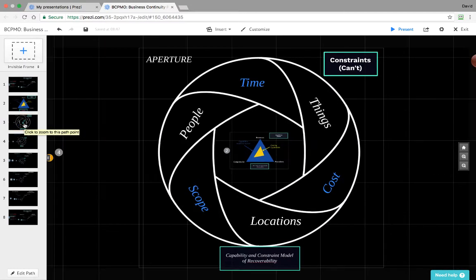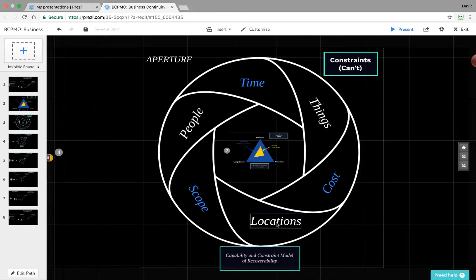Of course, those capabilities happen within an aperture of constraints. Now, these are things that we can't do, and there are two kinds of constraints. First of all, we have some actual restrictions. So we can't take all the time we want to recover, we can't spend all the money we might want to recover, and we keep within a certain scope of recoverability. So these are constraints of time, cost, and scope. We will also then have very specific constraints of loss. So the loss constraints: we will lose people and things and locations.